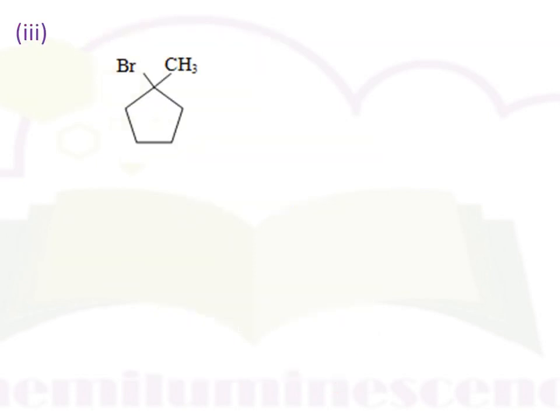Next example is this cyclic compound, on which two substituents are present. One is bromine and the second one is methyl. Both are present at the same carbon atom, hence give this carbon number 1. Now for writing the name of the compound, first write the names of the substituents and then the name of the alkyl group. There are two substituents, named 1-bromo-1-methyl, and the name of the alkyl group is cyclopentane because it is a 5-membered cyclic ring. Hence the name of the compound is 1-bromo-1-methylcyclopentane.